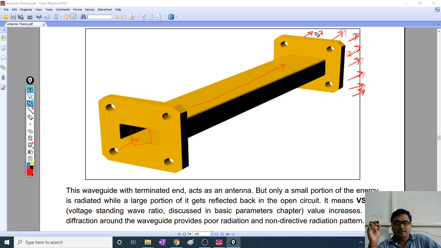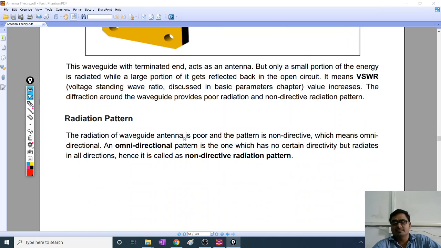It will start radiating. So it is a waveguide. I didn't say it will radiate efficiently. It will radiate greater than a 2-wire transmission line. It will radiate, but not as efficiently, is it? So why is it not as efficient? Obviously because of this VSWR, that is, reflection.